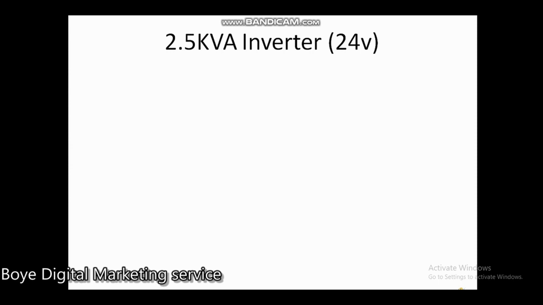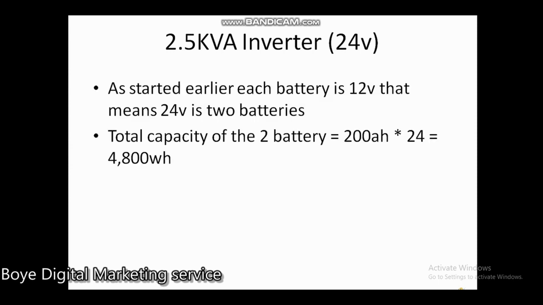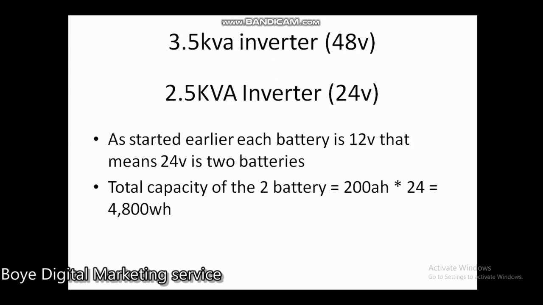Now let's talk about the 24-volt system, which is 2 batteries. The total capacity of the 2 batteries will be the 200 amps times the number of volts, which is 24, which will give you 4800 watt hour.